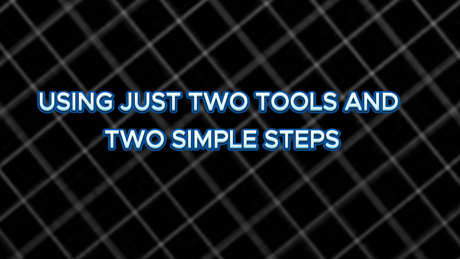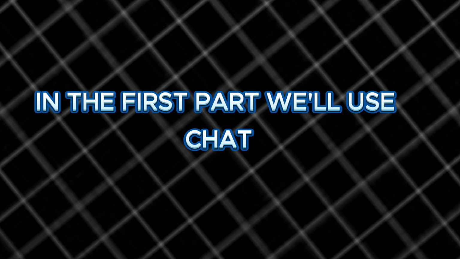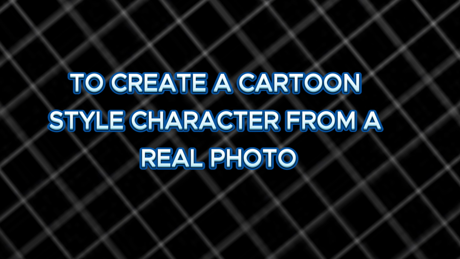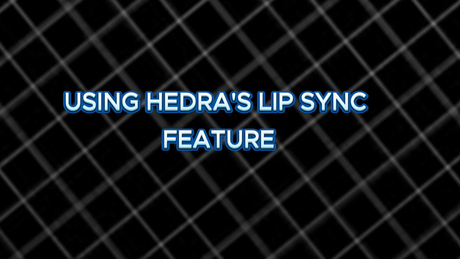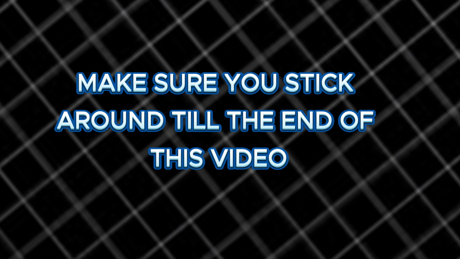Using just two tools and two simple steps. This video will be divided into two parts. In the first part, we'll use Chat GPT to create a cartoon-style character from a real photo. And in the second part, we'll animate that character to sing or talk using Hedra's lip sync feature. So make sure you stick around till the end of this video.